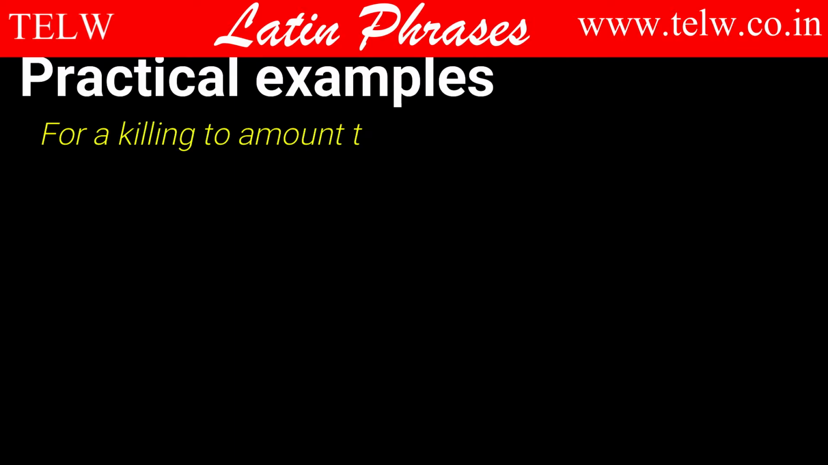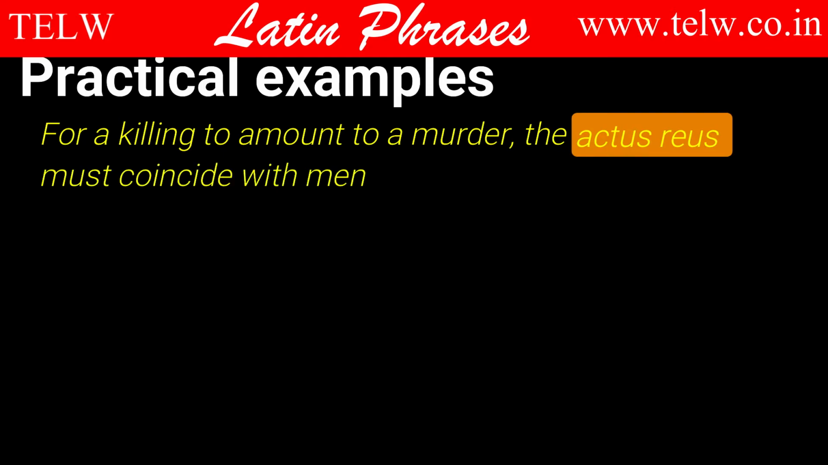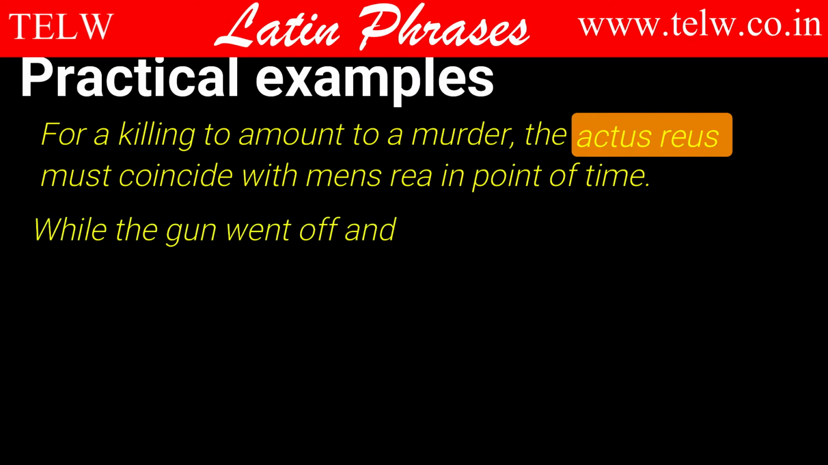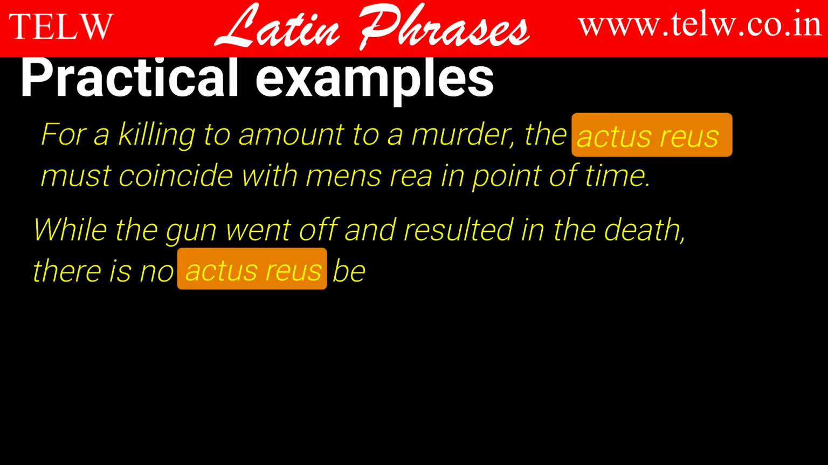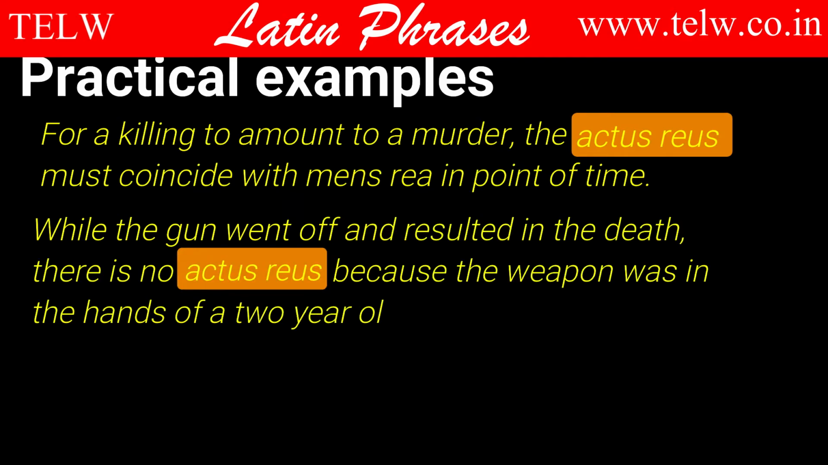For a killing to amount to a murder, the actus reus must coincide with mens rea in point of time. Watch our video on mens rea to know about this in detail. While the gun went off and resulted in the death, there is no actus reus because the weapon was in the hands of a 2-year-old child.